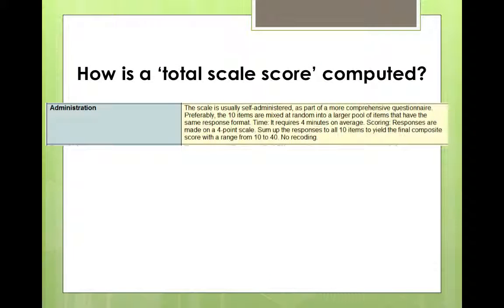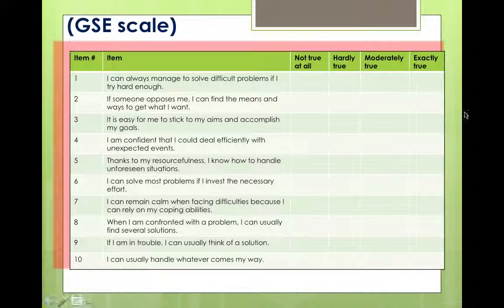You would need to read about how to score this GSE scale. You can see on this slide the information the author has provided to you for this. Each item is scored on a 4-point scale. Not true at all equals 1 point. Hardly true equals 2 points. Moderately true equals 3 points. Exactly true equals 4 points.